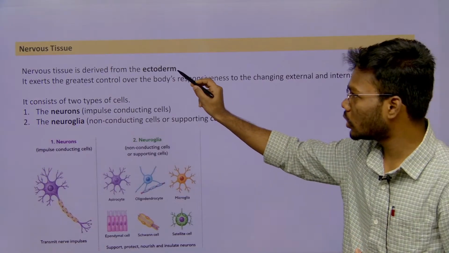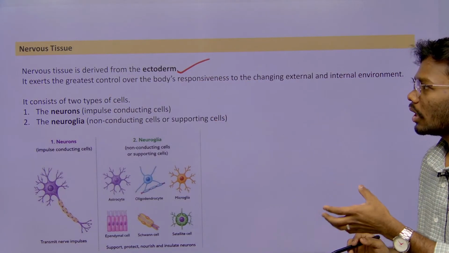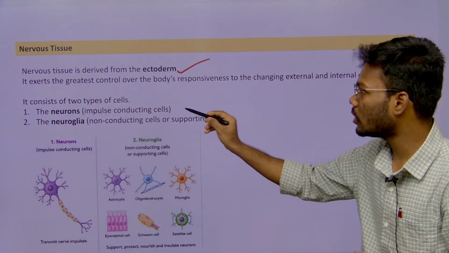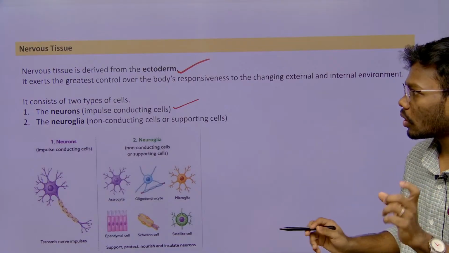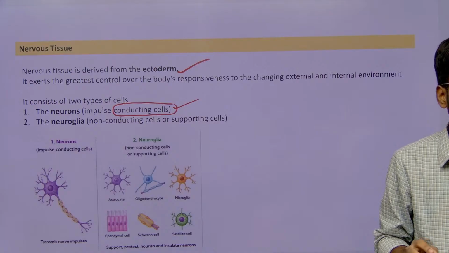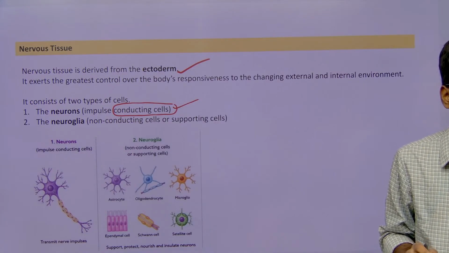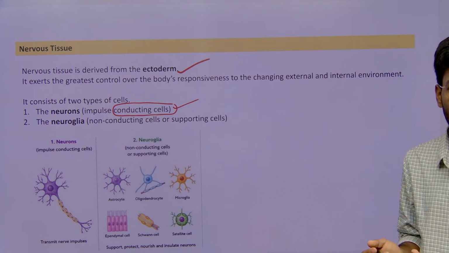So the nervous tissue is derived from what? Ectoderm, and this tissue is made up of two cells. One is neuron cells and the other is neuroglia. So neurons are what? Conducting cells. What is meant by conducting? They transfer the nerve impulses from one neuron to another neuron. That is called conducting cells.